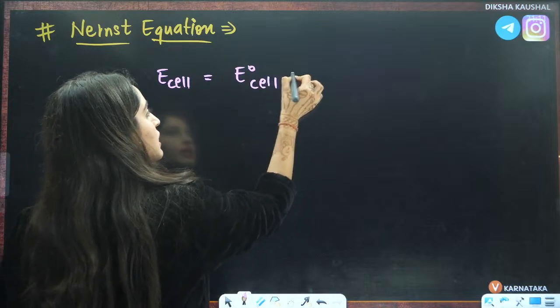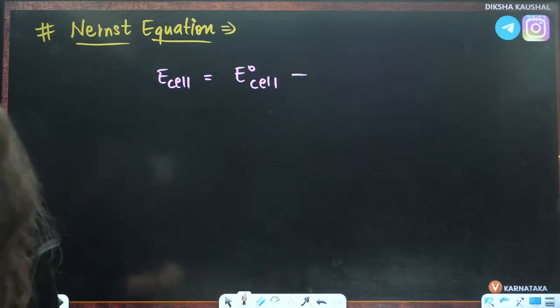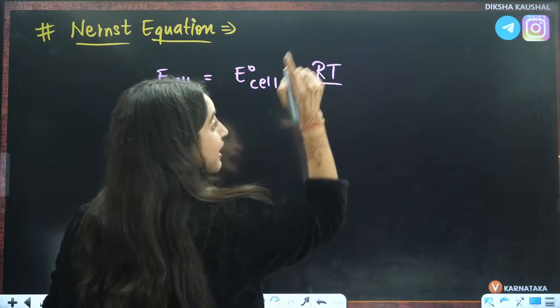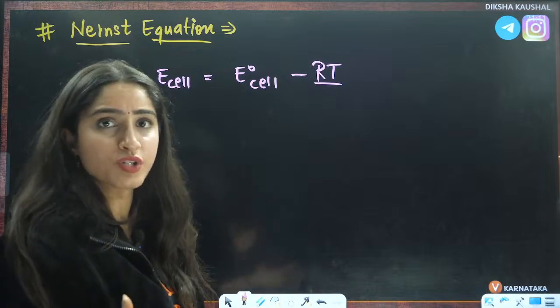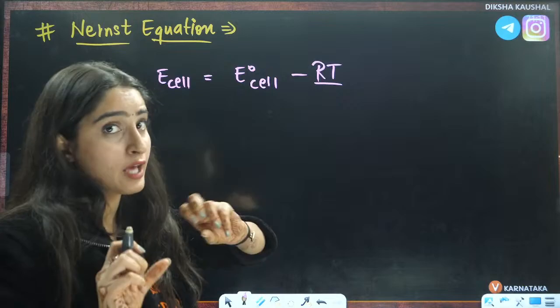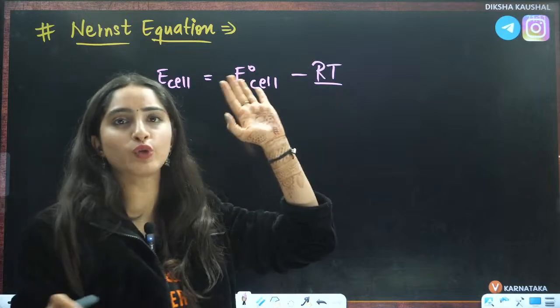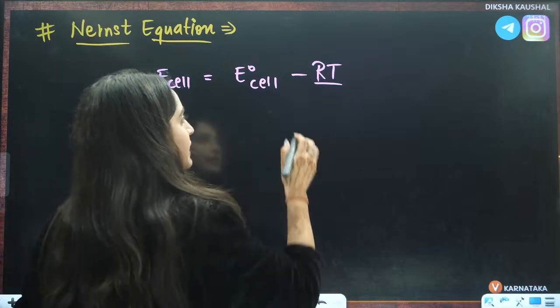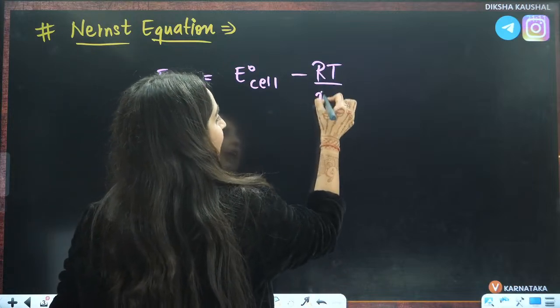E naught cell minus RT. R is the universal gas constant that has a fixed value. Temperature, right? It can be fixed or it can also vary. If nothing is given to you, that means the temperature is constant. They have taken the room temperature here, right? So RT divided by NF.